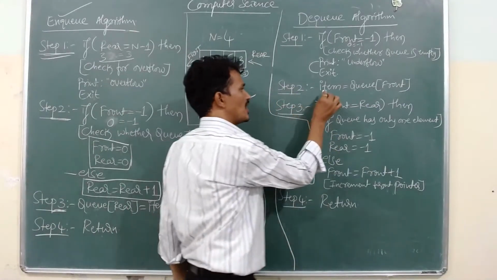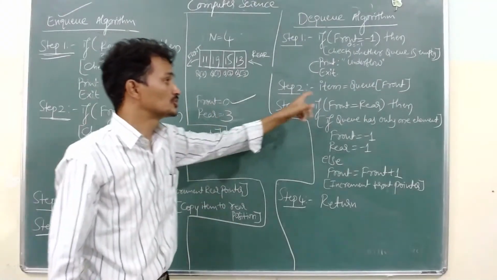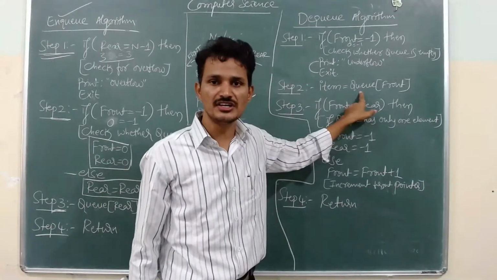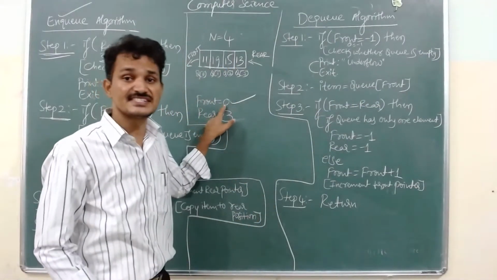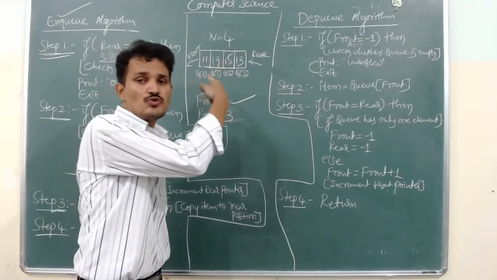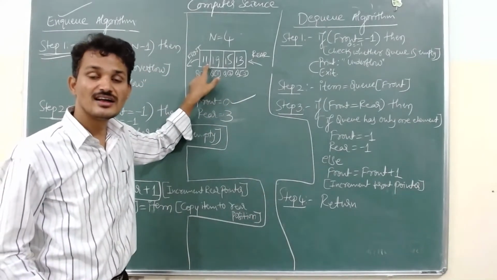Have a look at this. Item is equals to queue of front. Queue of front means what is the value of front? 0. That means queue of 0. What is the value stored in the queue of 0? Have a look at this. What is the value stored in queue of 0? 11.